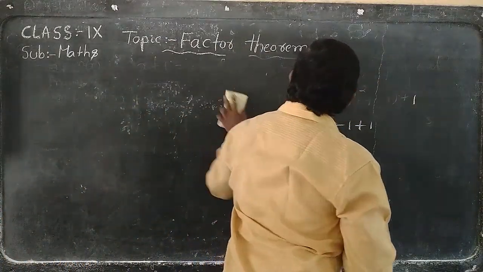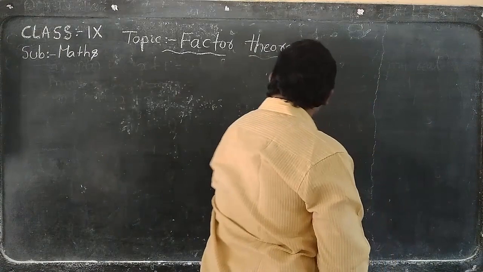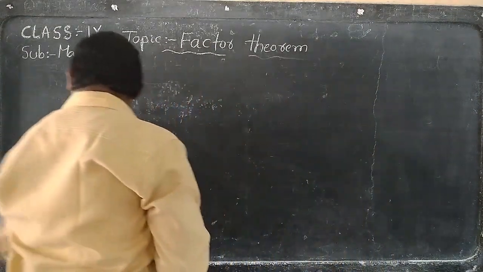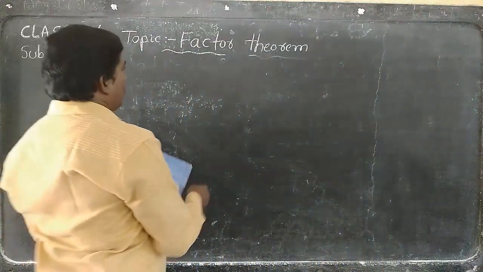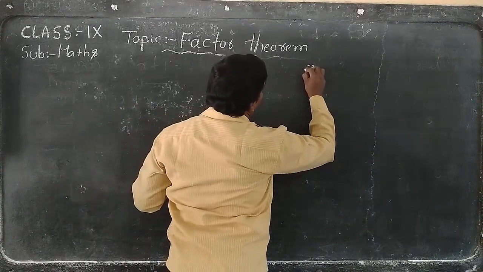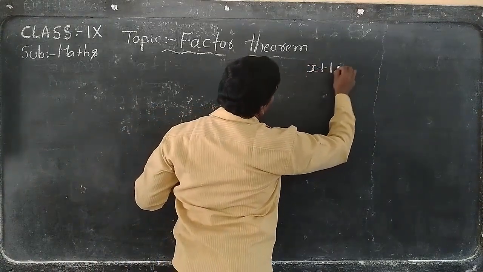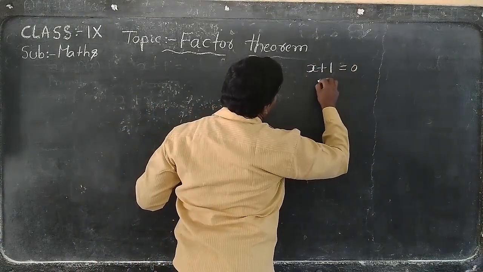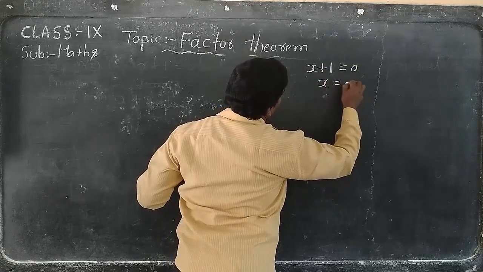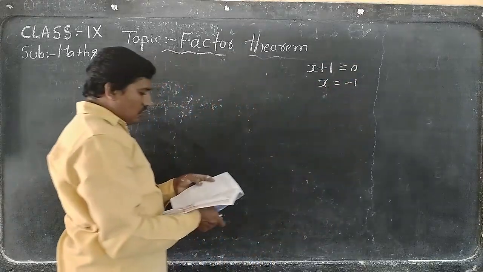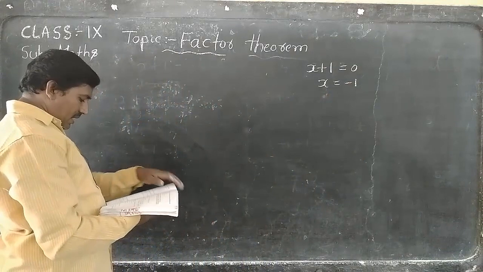It is a factor or not. Okay, they given here x plus 1. With x plus 1 we'll check. X plus 1 is equal to 0, then x is equal to minus 1. We can substitute in the place of x, minus 1.